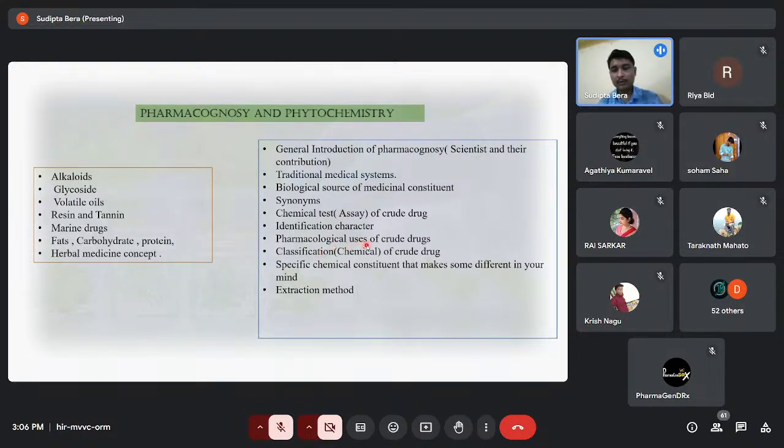If you go for the classification of crude drugs, in GPAT 50% of the questions they ask are complete from this pharmacological use and classification of crude drugs. It's important. Chemical classification, not morphological or taxonomical classification. You go for chemical classification only. From there, you can correlate the chemical constituents present in particular plants or herbs, and that helps a lot. And that's how I study.